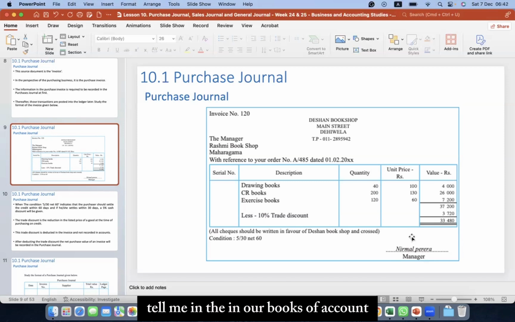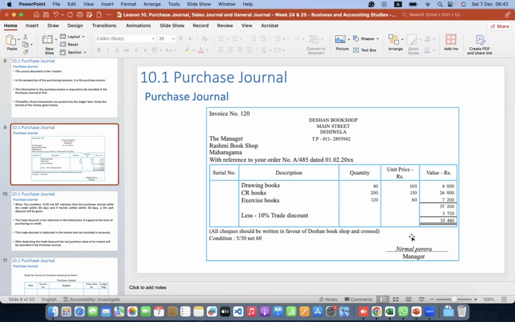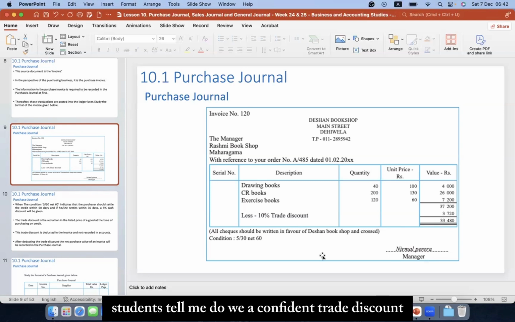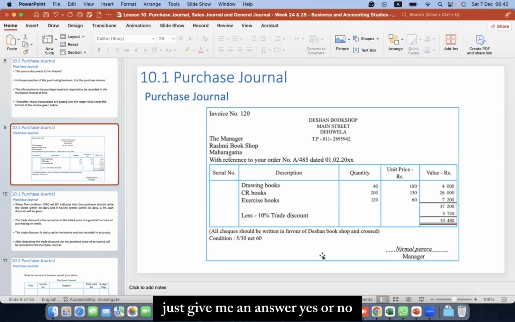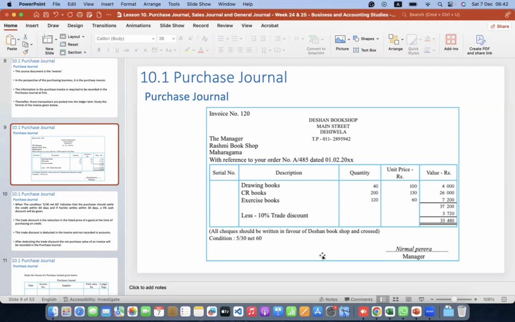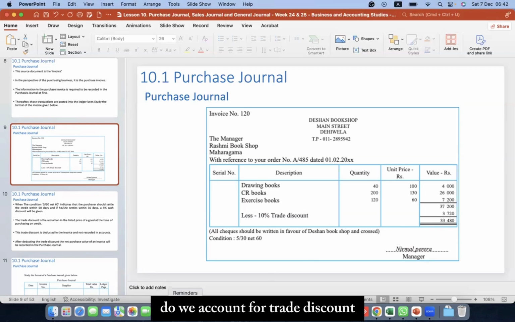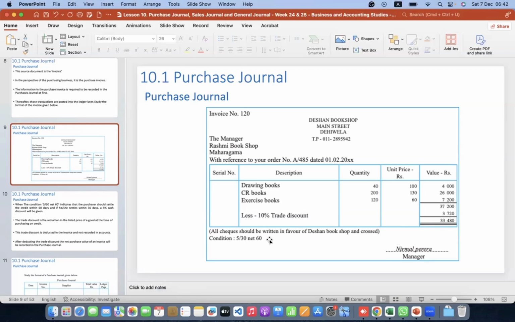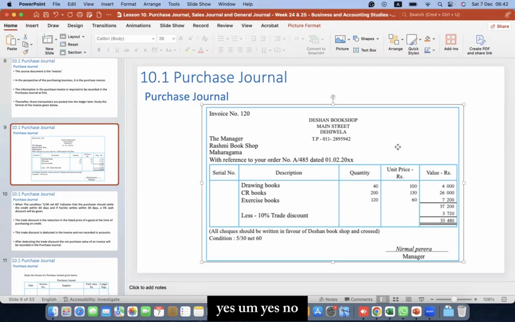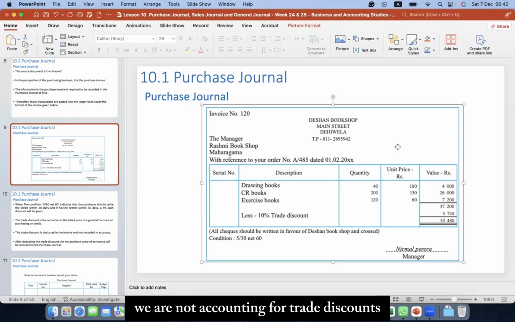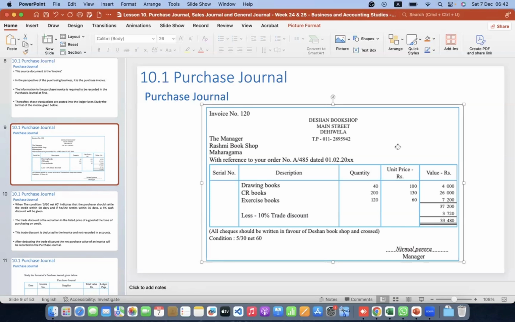Tell me, in our books of account, do we account for trade discount? Students, tell me, do we account for that trade discount? Just give me an answer. Yes or no? Do we account for trade discounts? No, we are not accounting for trade discounts.